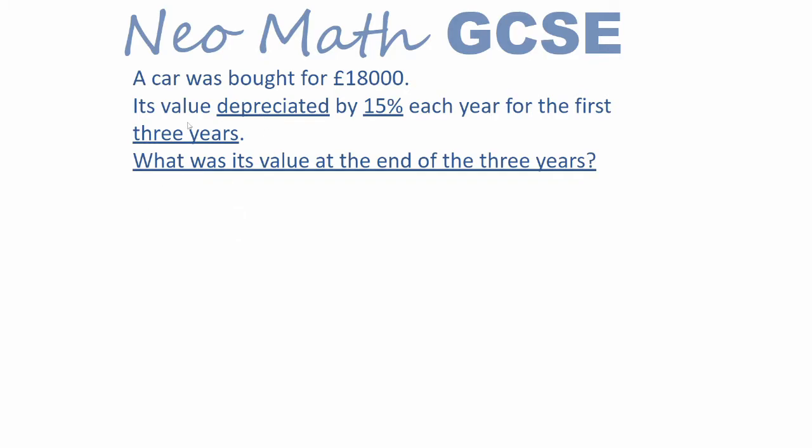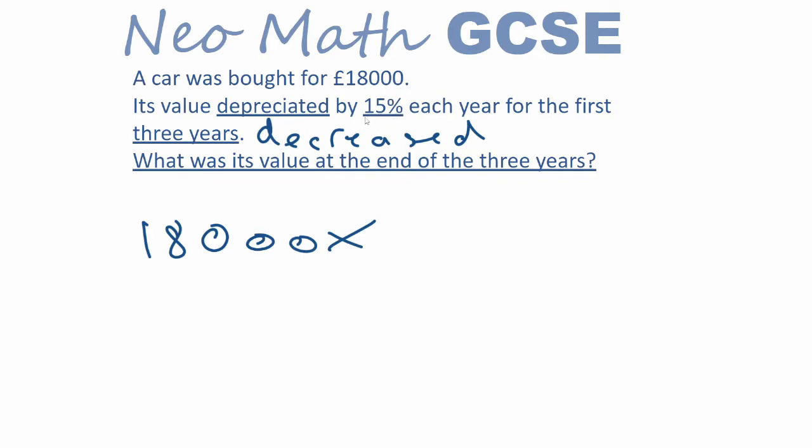The next question's your first example of a percentage decrease. A car was bought for £18,000, so we can write that down straight away. Its value depreciated, all that means is decreased, by 15% each year for the first 3 years. So if we write down our multiplier here, it's the multiplier of a decrease. So we've got 1 minus 0.15 equals our multiplier here, so 0.85.